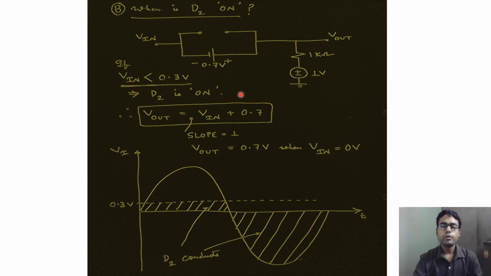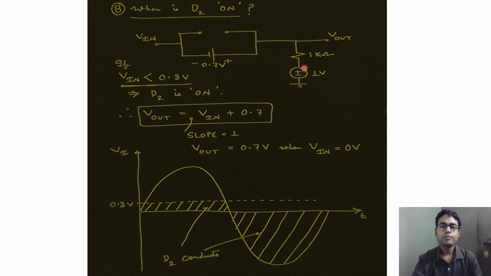Now moving forward, we want to know what is the state for diode D2. When does it turn on? If we look at the position of the diode D2, this was the anode side and this was the cathode end. And therefore, if I have a 1 volt source on the right hand side, and this diode is taking a drop of 0.7 volt, then the input voltage must go lower than 0.3 volt.